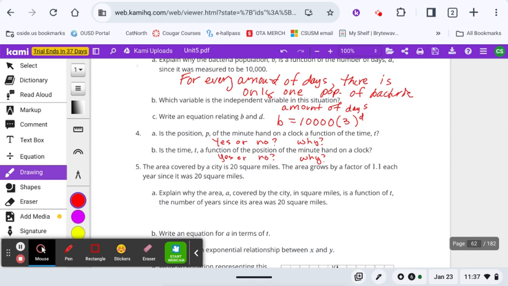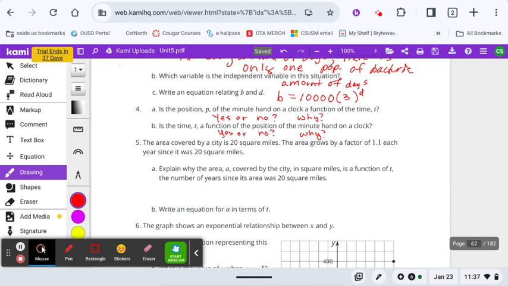The area covered 20 miles. The area grows by a factor of 1.1. So again, for every input, there's only one output. You would convert that to context. For every amount of years, there is only one area. And then write the equation. Area begins with 20 square miles times the factor of 1.1 to the power of t.